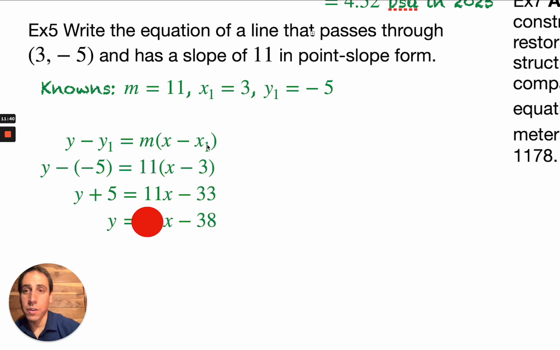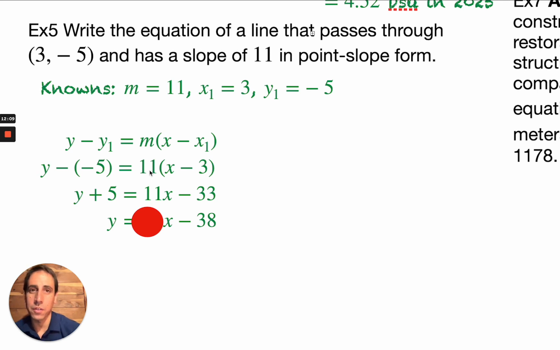So we can use our formula right here. y minus y1 is equal to m times x minus x1. So we're going to take that slope of 11 and put it in here, and then we take y1, put it in here, and x1, put it here. And that's actually point slope form. We've satisfied the instructions right here with this second line. That's the answer.